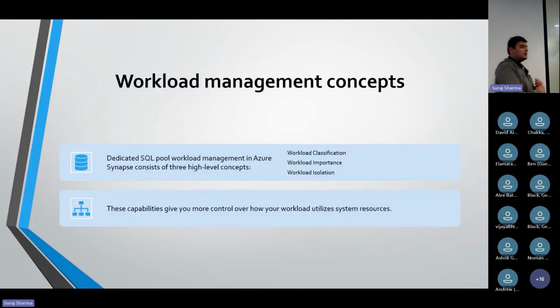The 5 kinds of importance available are low, below normal, normal, above normal, and high. So the request coming from the CEO's machine, considered as a user, is considered as high importance.